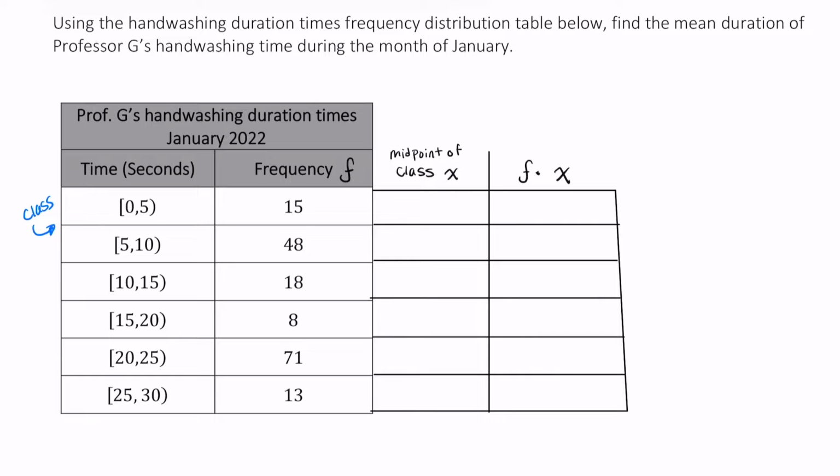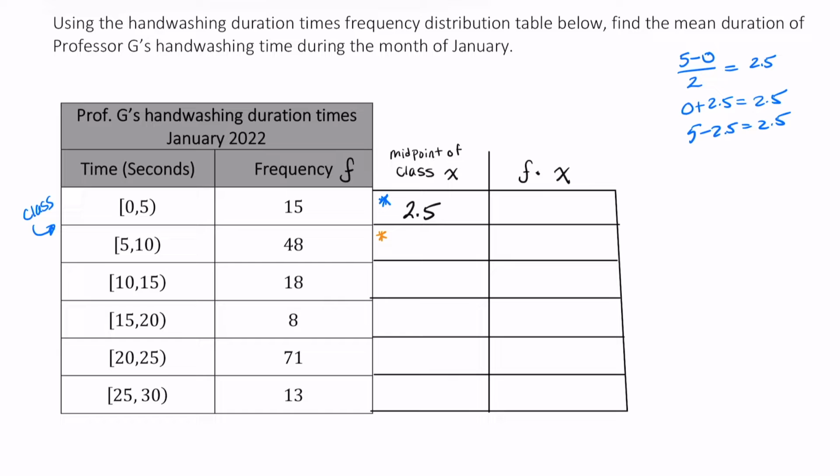So to find the midpoint, you want to find the difference. So let's do this 0 to 5 class. Find the difference. 5 minus 0, so the max minus the minimum, divided by 2 to get 2.5. Then we can either add 2.5 to 0 or subtract 2.5 from 5. Either way, we get the same midpoint of 2.5.